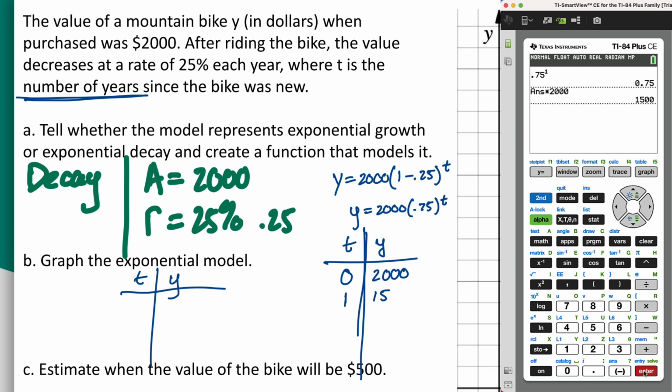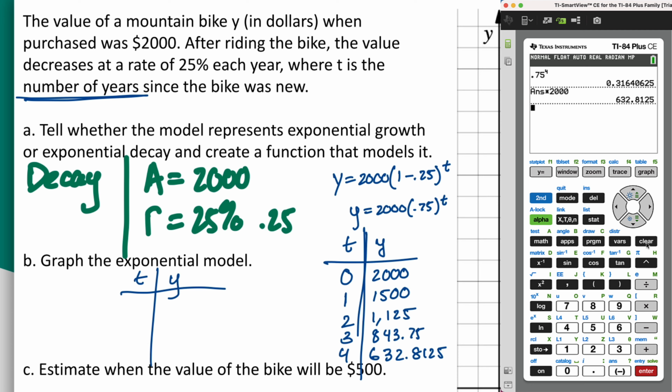Okay, then I'm going to do it for 3. So I'm going to take 0.75 to the power of 3, I get a number, and I times it by our initial value of 2,000. Okay, I get 843.75. Guess what? We're going to do this 2 more times. 0.75 to the power of 4 gives me a number times our initial value, and I get 632.8125, which you don't have to write all the rest of that.